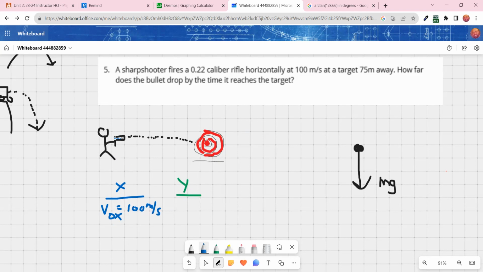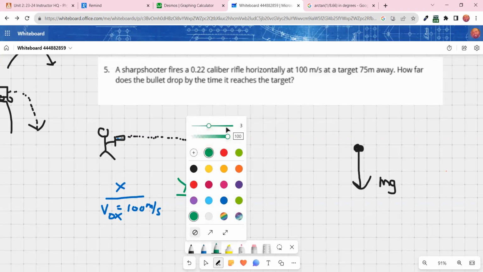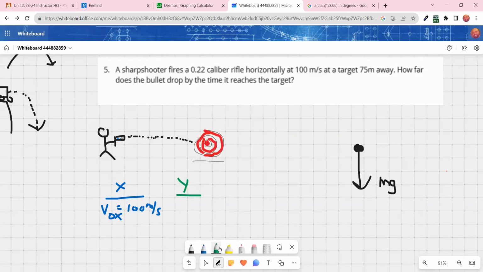That's how quickly it was going when I fired the gun. But question, how quickly was it going up and down when I fired it from the gun? He fires it horizontally. So what's my velocity on the y-axis? Zero. This velocity on the y-axis is 0.